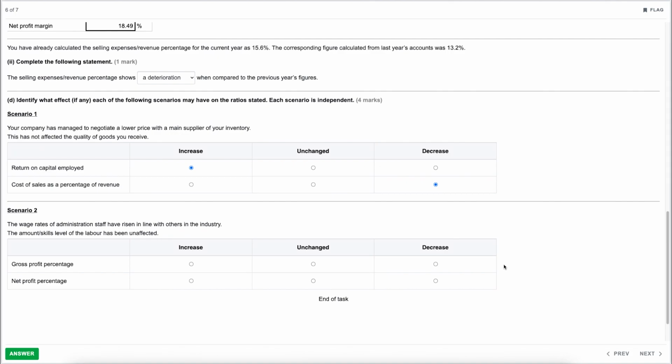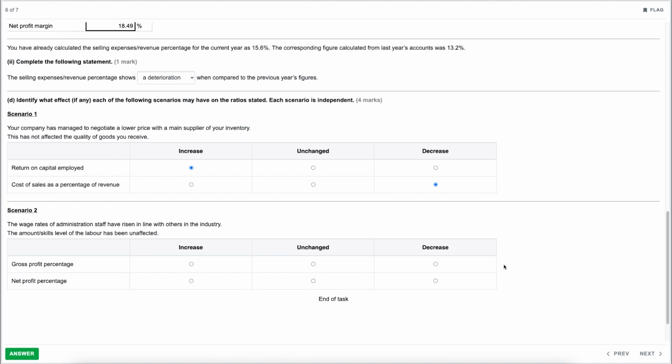Scenario 2 then, the wage rates of administration staff have risen in line with others in the industry. The amount or skills level of the labour has been unaffected. So we need to determine, will it have an effect on gross profit percentage and net profit percentage? So a little bit cheeky this one actually, because if you've never done costing before, I suppose I could see why this could cause a slight issue. Now, administration staff, the labour for those is not going to form part of your cost of sales figure. It would be an expense.